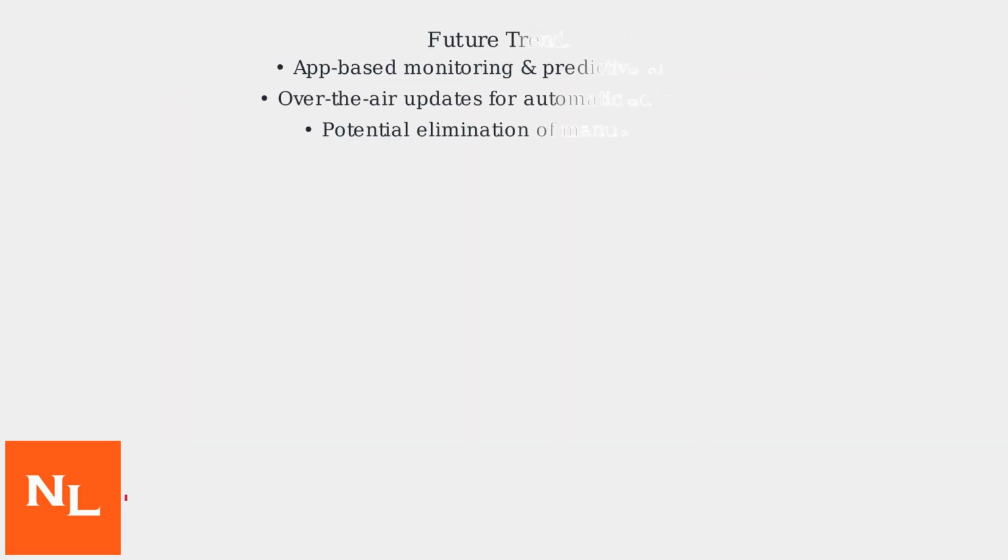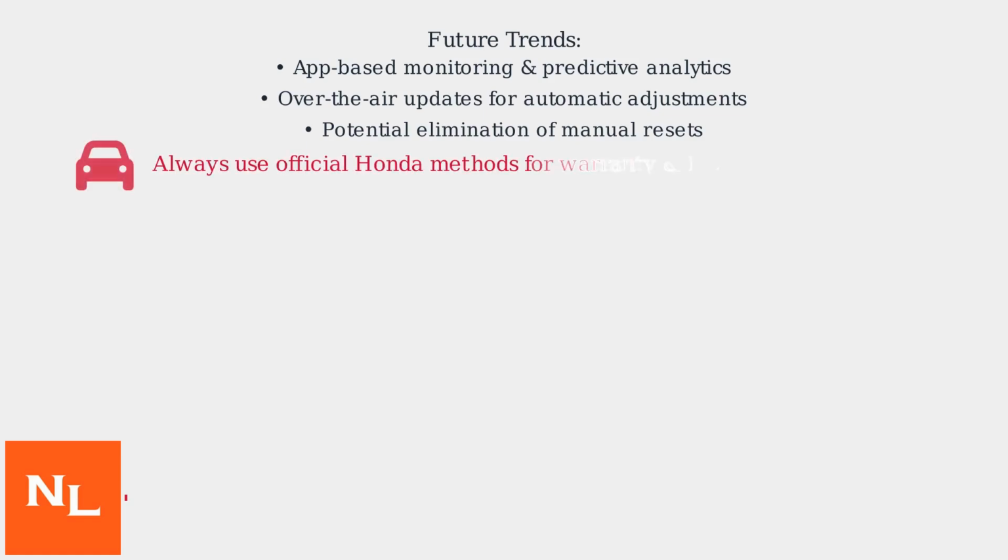The future involves more app-based monitoring and predictive analytics. Expect over-the-air updates to automatically adjust oil life based on real-time data, potentially eliminating manual resets in later models. Always follow Honda's official reset methods to maintain warranty validity and avoid ECU glitches.